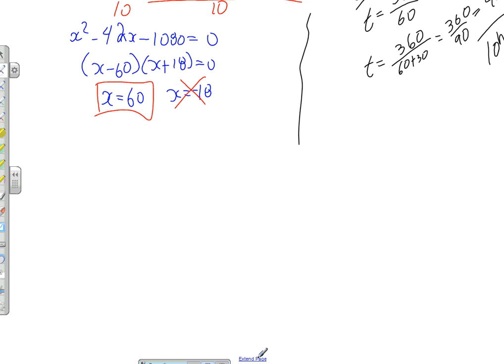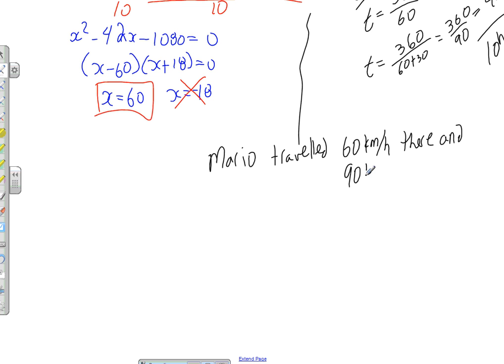Once you've done that, you can make your statement. Mario traveled 60 kilometers per hour there and 90 kilometers per hour back.